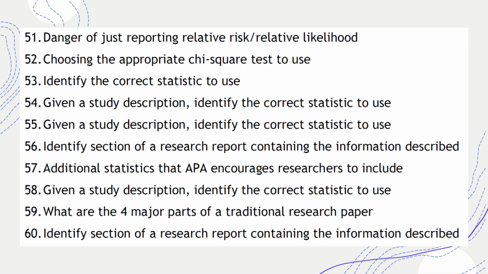Let's see. 57. Additional statistics that APA encourages researchers to include. It's going to give you a bunch of options, and the main thing to remember is that if possible, you should also include confidence intervals and effect sizes.